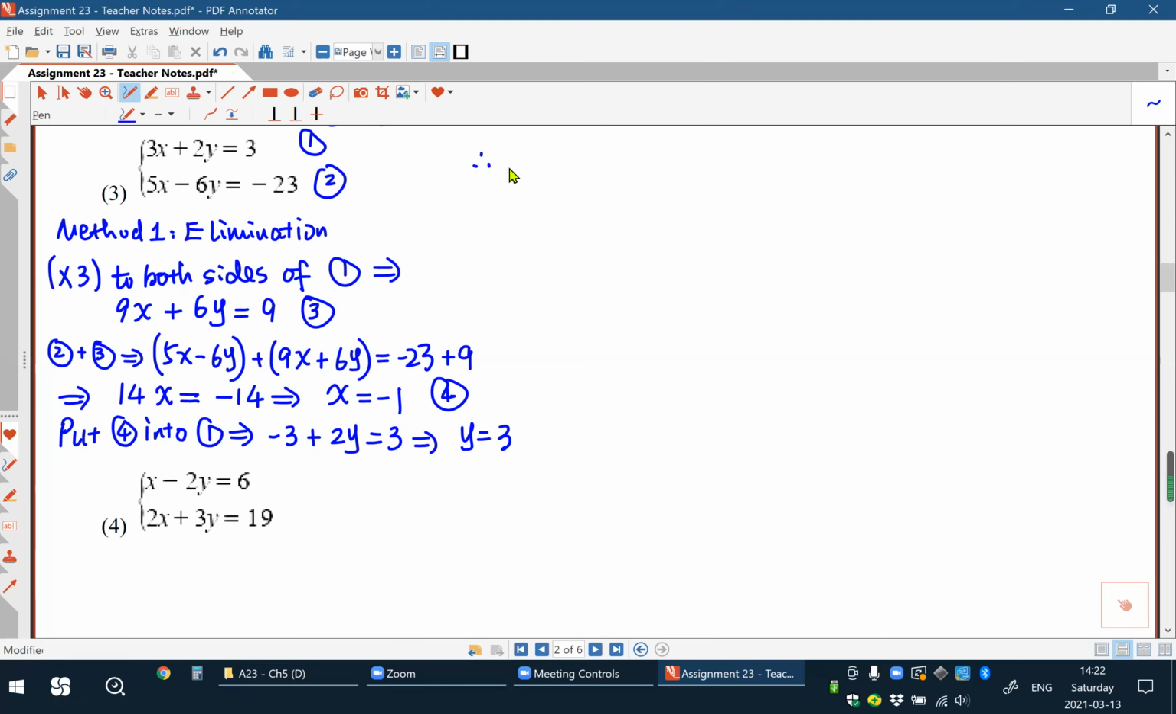So now we can make the conclusion. X is minus 1. Y is 3. This is our final result. All right? Have a look at this. Do you have any questions?